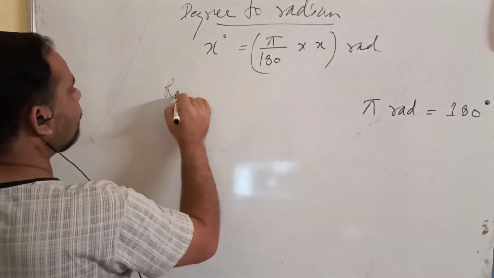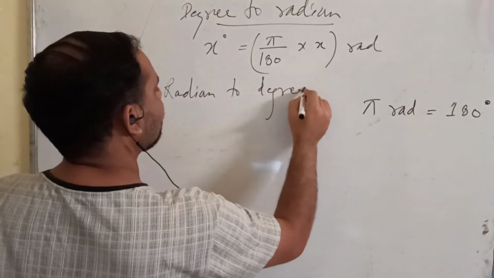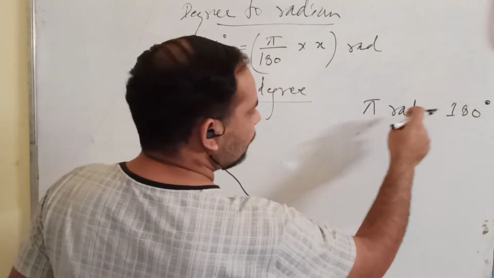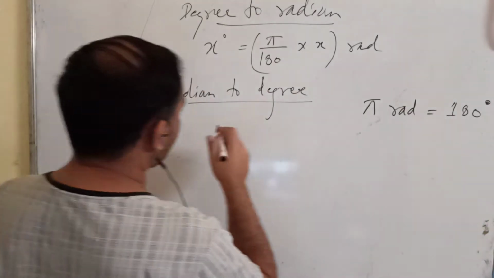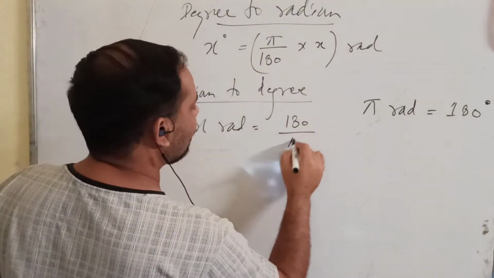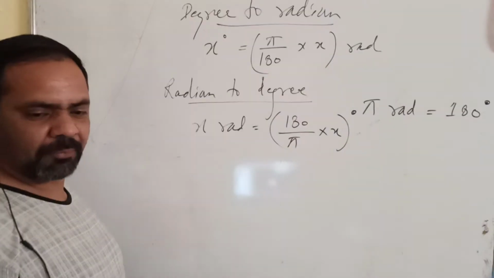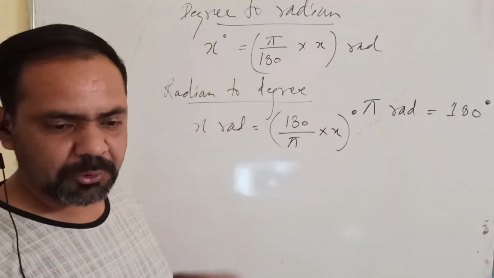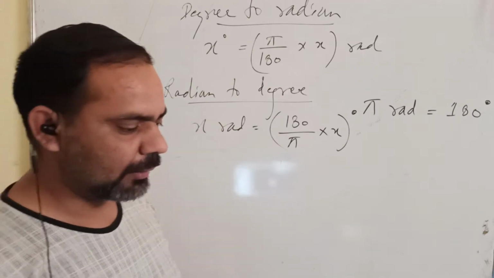Now from radian to degree, you want to convert a radian angle to degree angle. Now again, pi radian is 180 degrees, so 1 radian is 180 upon pi degrees. So x radian is equal to 180 upon pi into x degrees. Okay, so this is the method how to change the angle from degree to radian or from radian to degree.